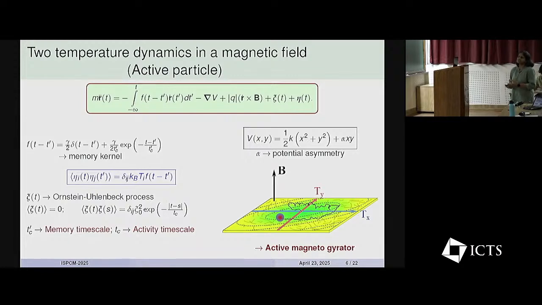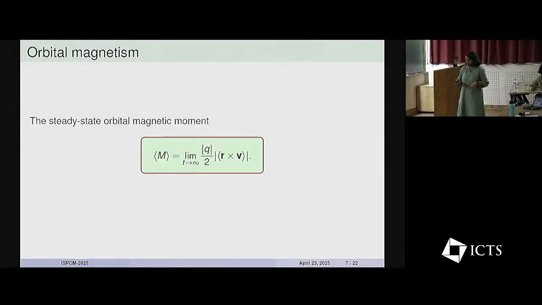With such a setup, the system exhibits two mechanisms. One is the gyration of the particle due to the presence of potential asymmetry and temperature gradient. And another one is the precession effect due to the presence of activity and magnetic field. In order to investigate the effective gyrating behavior, we have exactly calculated the orbital magnetic moment and analyzed the magnetic moment in various circumstances.